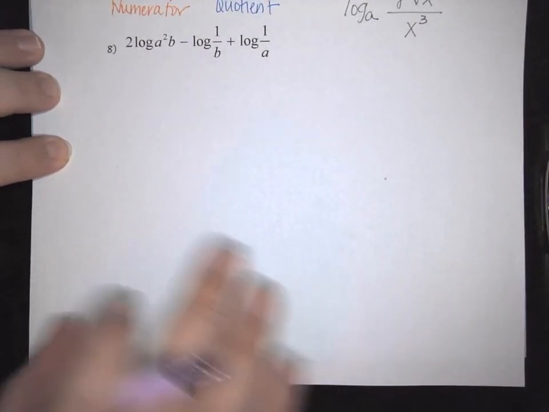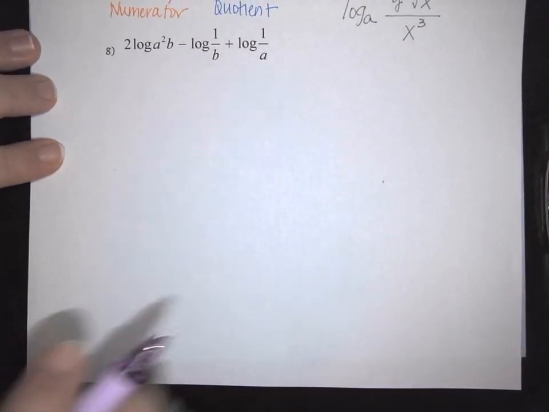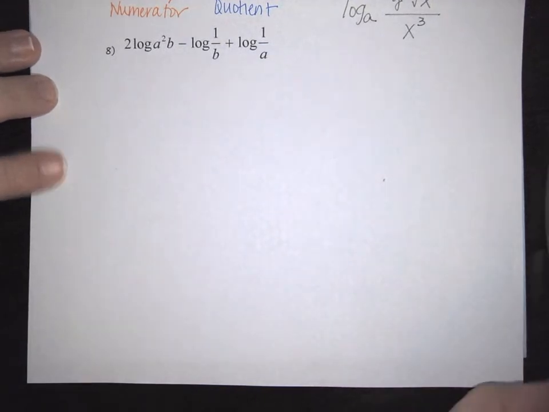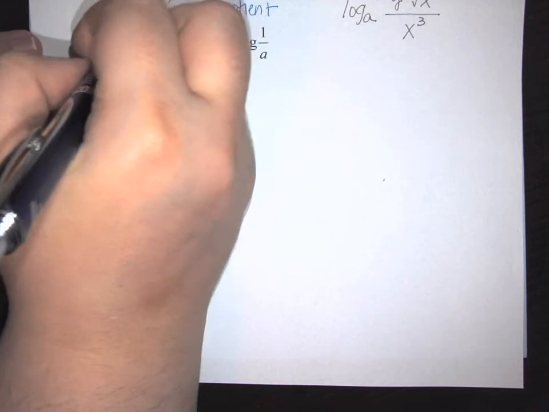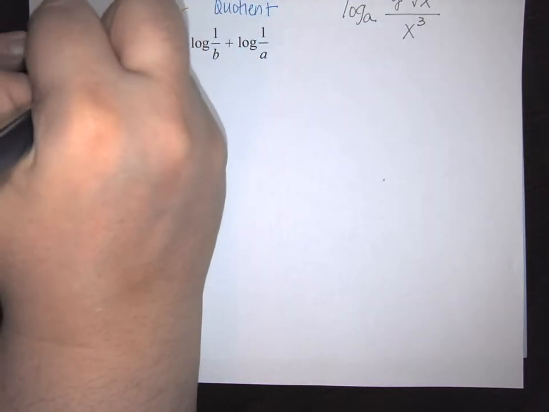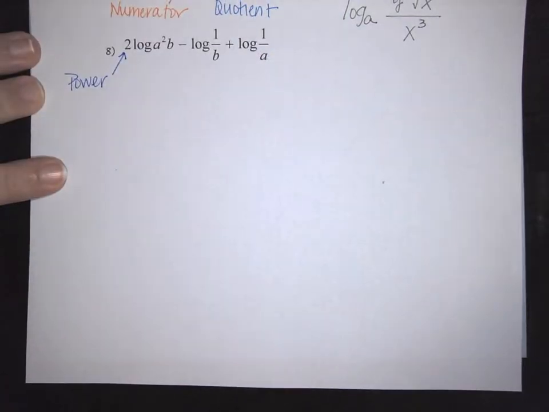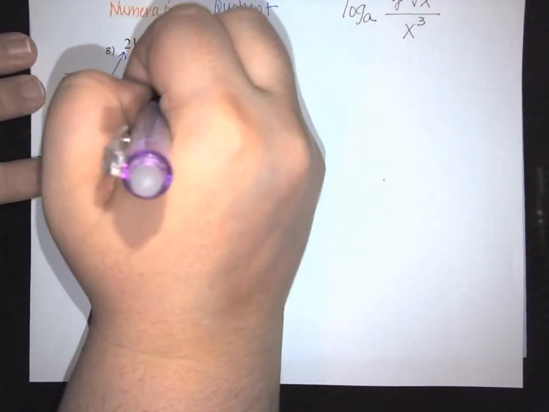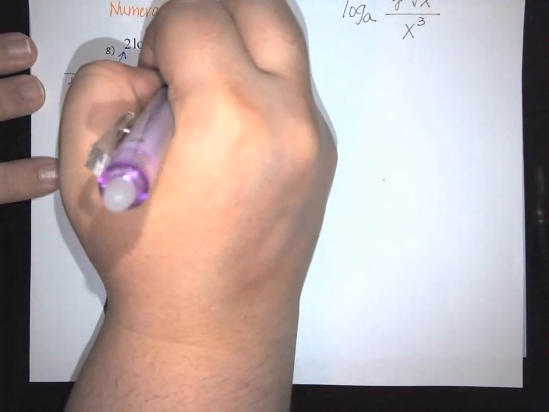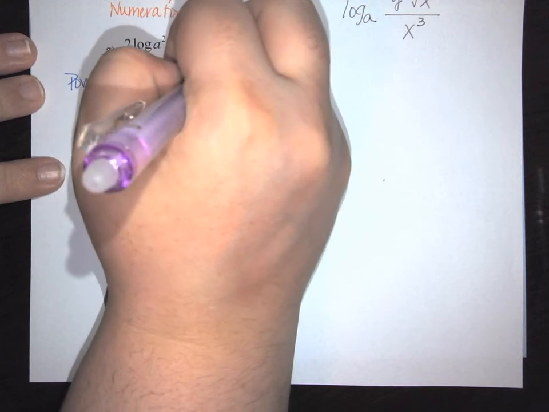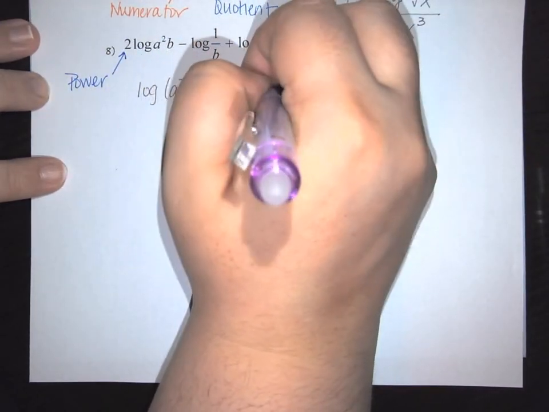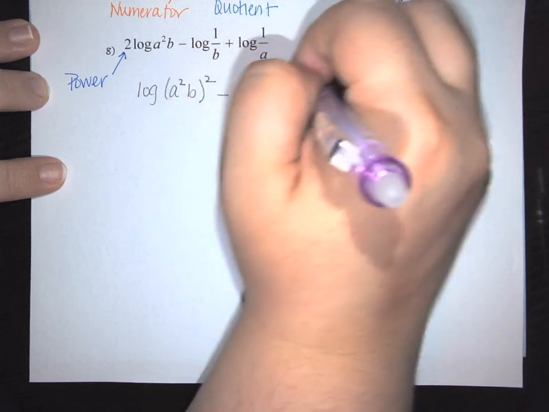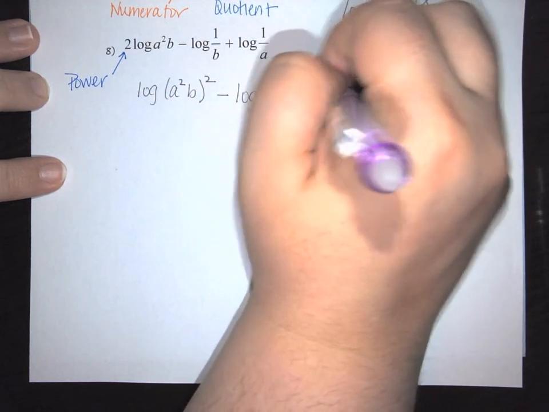Alright, last but not least, I have this one here. So again, we're going to start from the outside in. So I'm going to start with this 2. And here this is going to be a power rule. And it's the only one I have. So in this case, this becomes the log of a squared b, and it's squared, minus the log of 1 over b, plus the log of 1 over a.